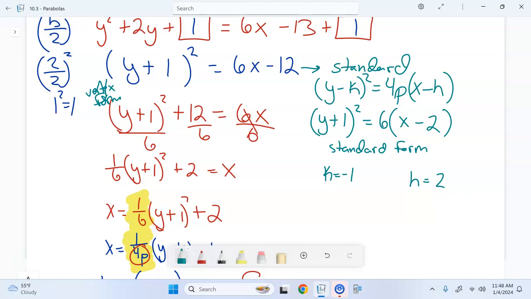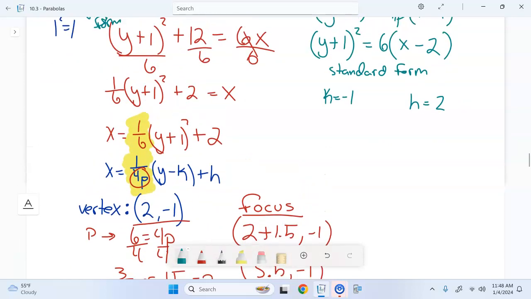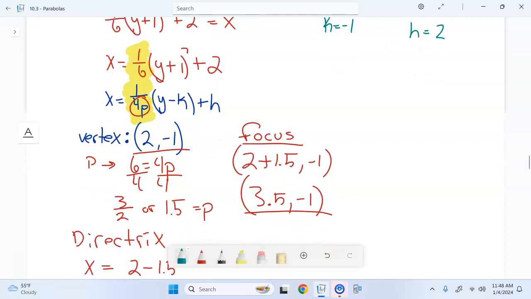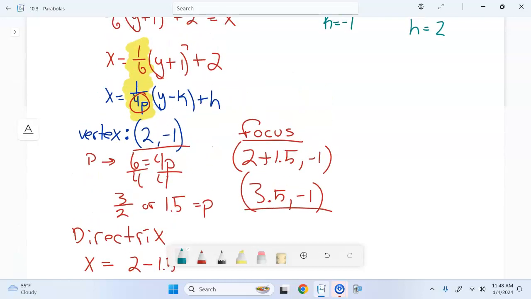So you can use whichever one you want to fill in and find the vertex, the focus, and directrix. I recommend vertex first because that's going to be the easiest to identify. And then use your vertex with the focal length to get the focus, and the vertex with the opposite of the focal length to get your directrix. Either one of those forms is fine.